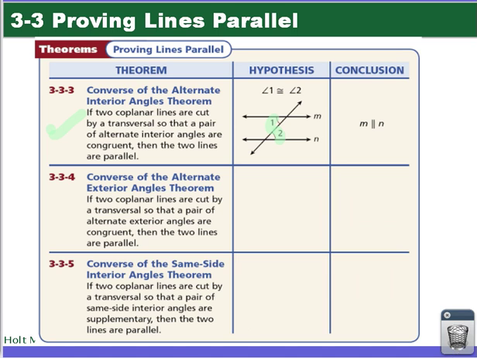Our next theorem is the converse of alternate exterior angles, very similar. It tells us that if angles 3 and 4, which are here and here, are alternate exterior angles and they are congruent, then M has to be parallel to N as well. And our last one, the converse of same side interior angles.